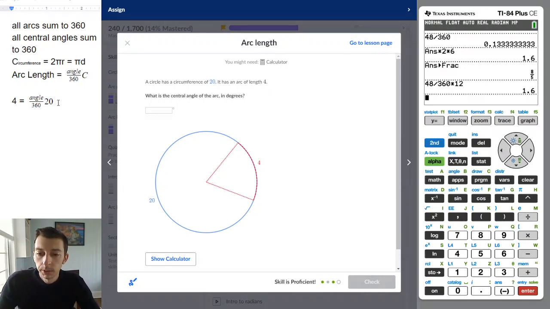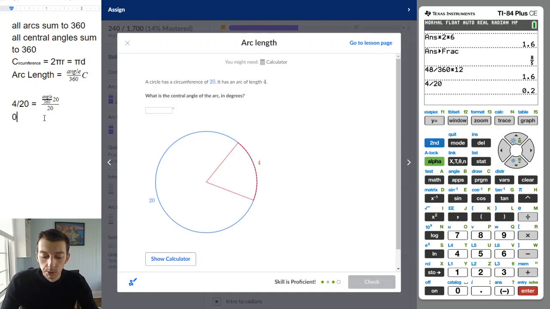Now I just have to solve this equation. Because I'm trying to solve for the angle, I need to get rid of this 20 over here. So maybe what we should do is divide both sides by 20. The equation doesn't want to let me put another fraction in here, but we can. I'm basically going to divide both sides by 20, and then same thing over here, this 4 I'm going to divide by 20. So once you do that, 4 over 20 should just get you 0.2. So 0.2 is equal to the angle divided by 360. The 20s cancel out, and all you're left with is this angle over 360.